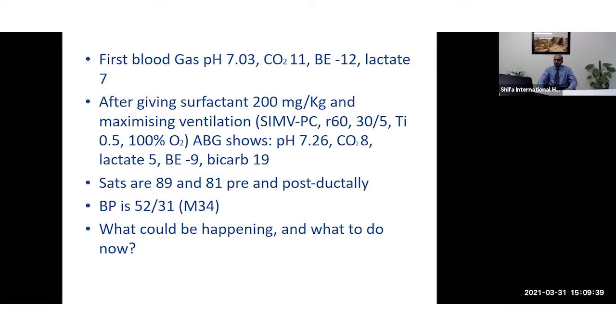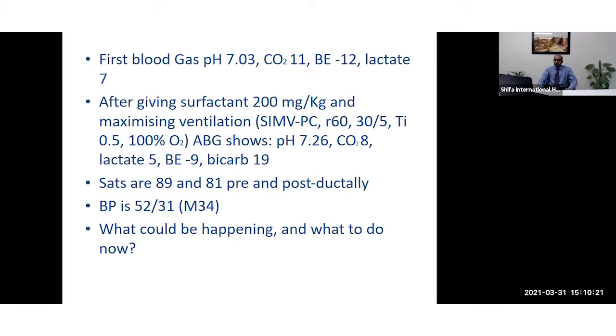The baby was then given 200 milligram per kg of surfactant and was started on SIMV ventilation, quite high settings. As you can see, the baby was needing quite high pressures up to 30/5 with I time of 0.5, still in 100% oxygen. And the blood gas at this point showed still ongoing acidosis, both respiratory and metabolic. However, despite the baby being on such high settings and 100% oxygen, the saturation is still very low, 89 and 81% pre-ductal and post-ductal. The blood pressure is on the lower side.